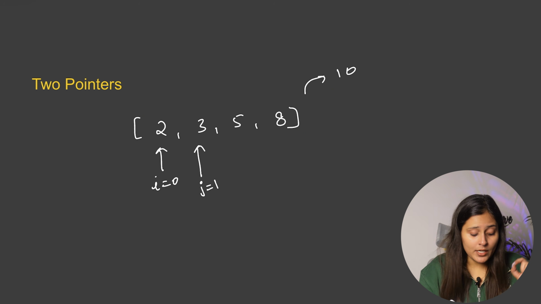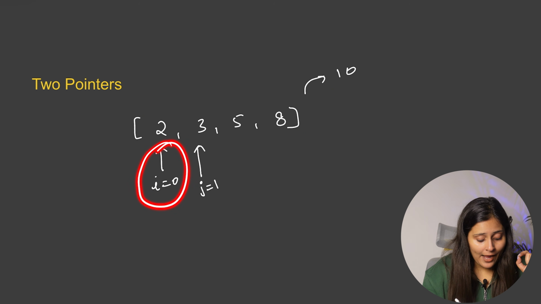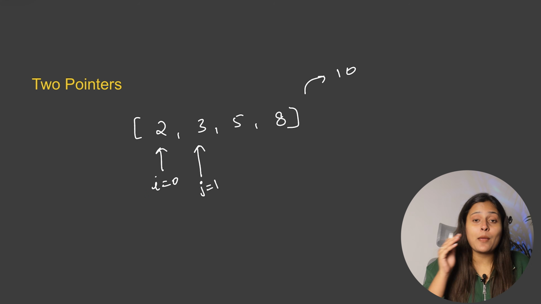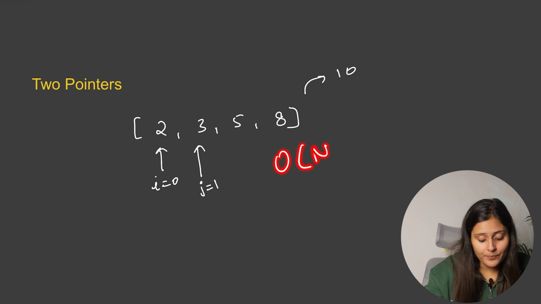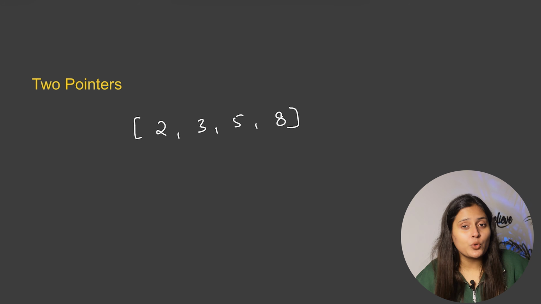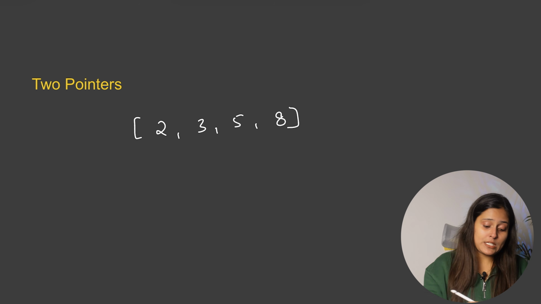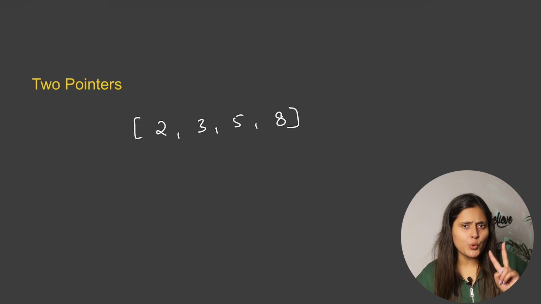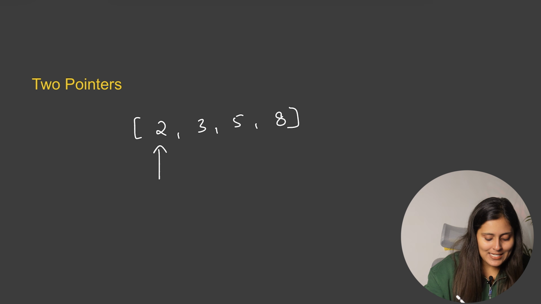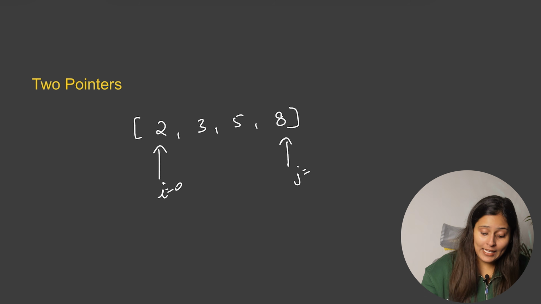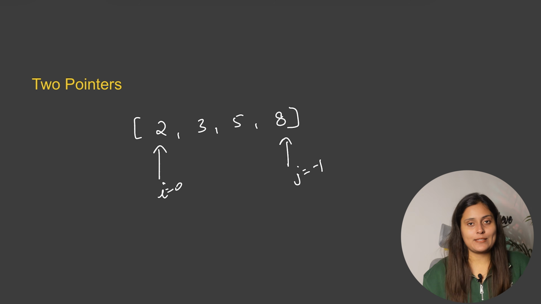So in this case you are running 2 for loops, one for i and one for j. So hence you can say the time complexity will be O of n square. Yes, you can. But this is the brute force approach. The two pointer approach says instead of running the for loops 2 times, you keep a pointer at i equal to 0 and another pointer at the right index.